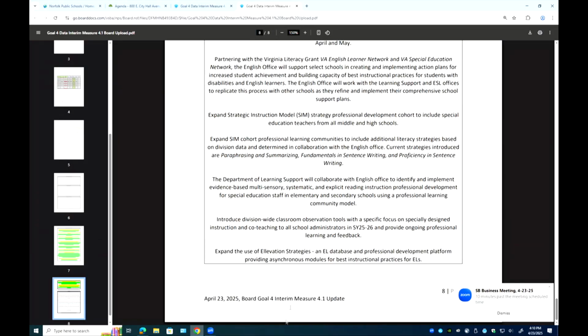And then expand the use of Elevation strategies on an EL database for professional development platform with their asynchronous models to help our teachers reach our EL students more strongly. So I'll pause there and take a little breath, and that's measure 4.1.